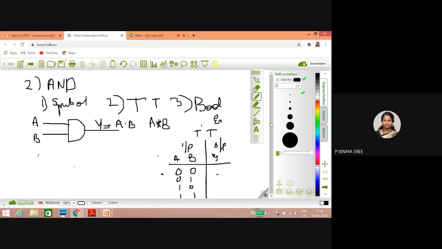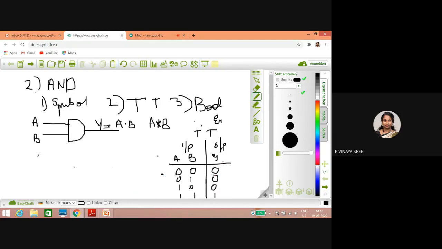Don't consider this as binary; let us consider it as decimal. Decimal multiplication, you know, is into. So 0 into 0, definitely you will get the result as 0. 0 into 1 also, definitely you will get 0. 1 into 1 you will get as 1.